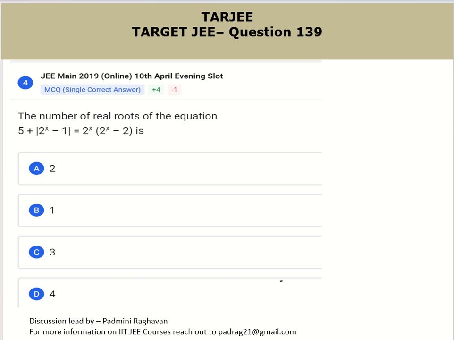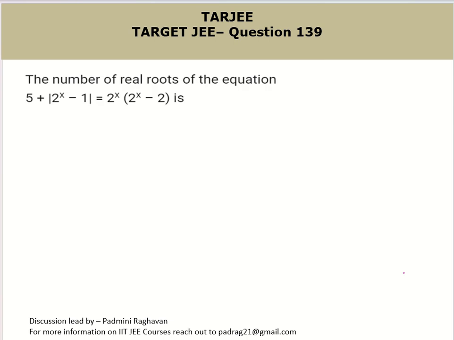The number of real roots of the equation 5 + |2^x - 1| = 2^x(2^x - 2) is... Options are 2, 1, 3, 4. So first we need to open the modulus.